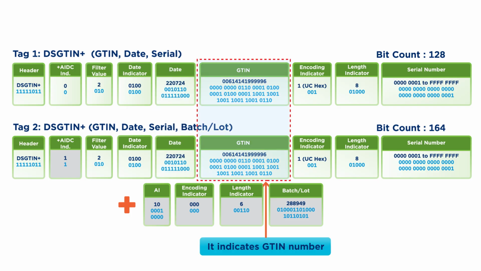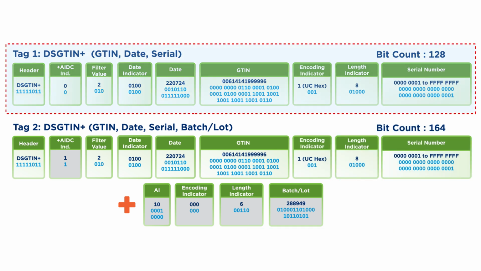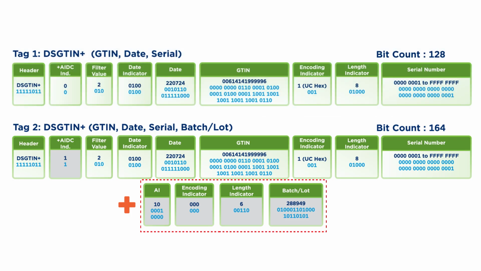Then the G10. The next 3 sections describe the data type, field length, and value of the serial number. For the top example, 128 bits were encoded. For the bottom example, additional bits encoded the batch lot value, which corresponds with AI10. Additional data can be further appended so long as the chip has sufficient memory.